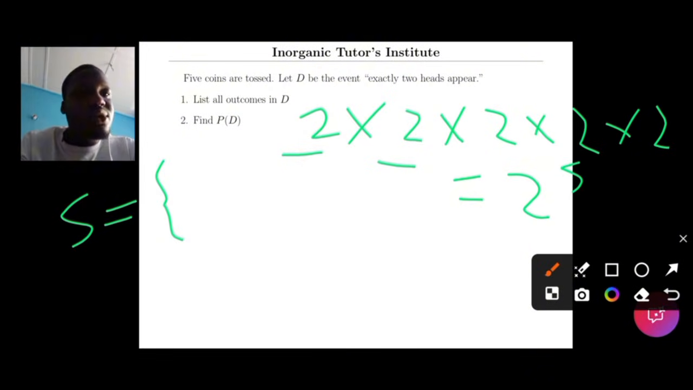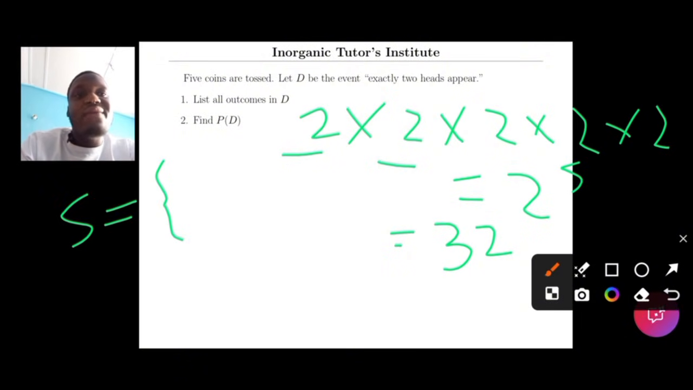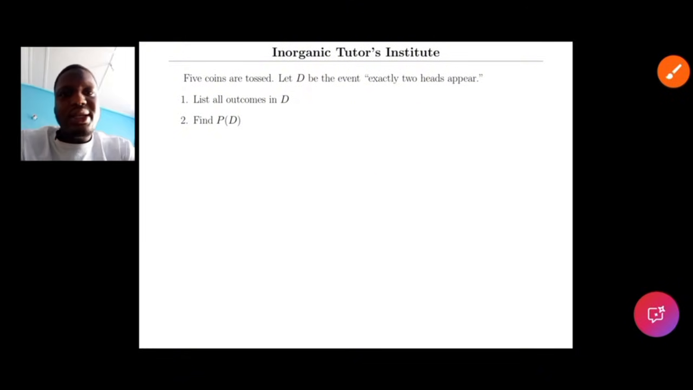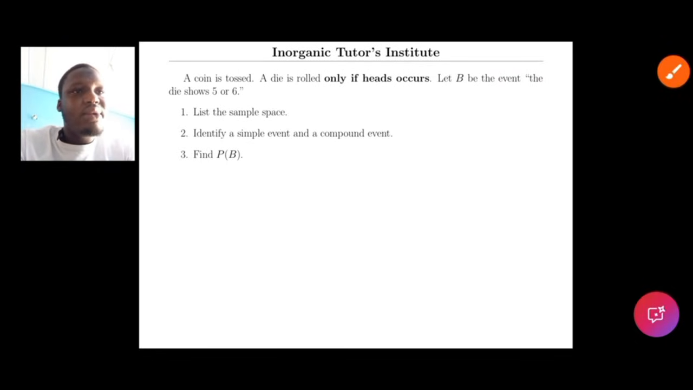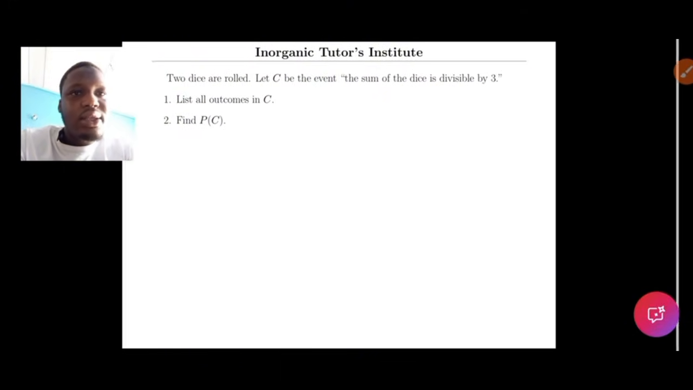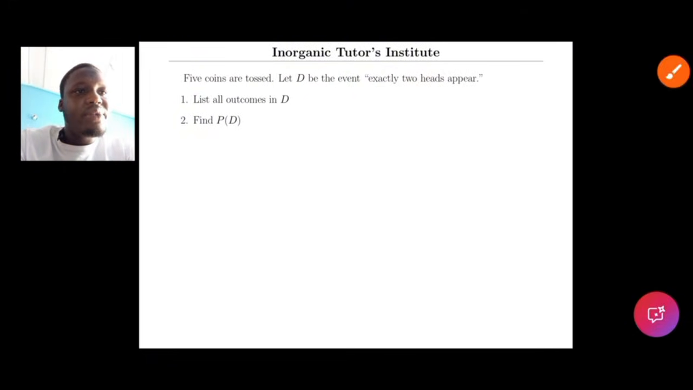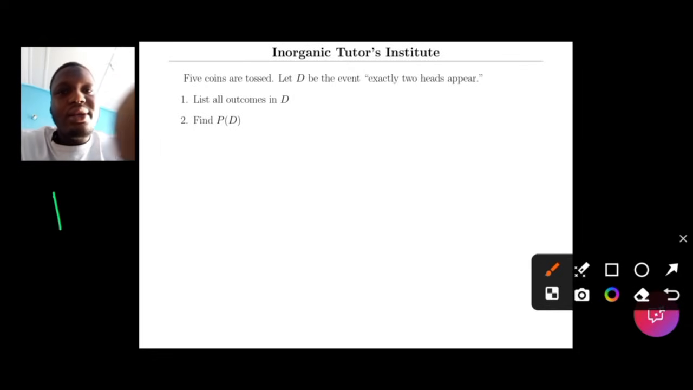Okay, so 2 exponent 5 giving us, is it 32? Yes, that's 32. So listing the 32 outcomes might be a very, very huge task. That's why I'm saying we can skip the S for now and just correctly determine D. Let's see if we can correctly determine D.